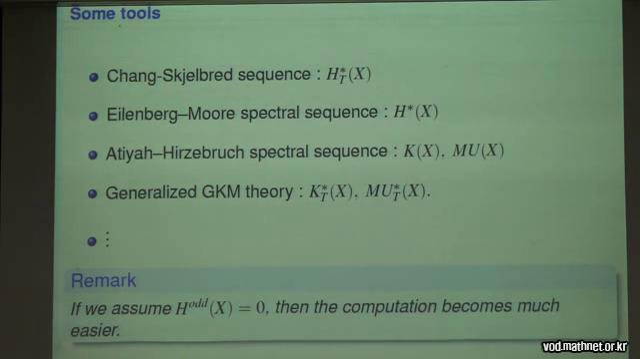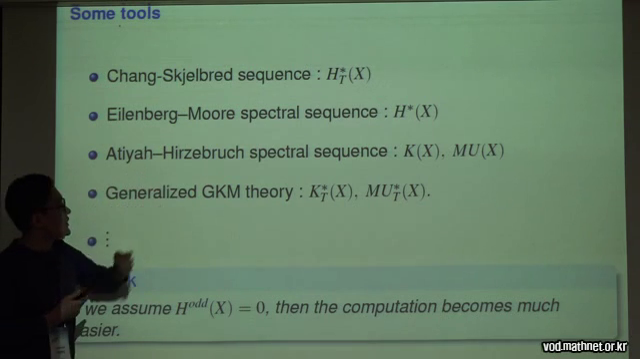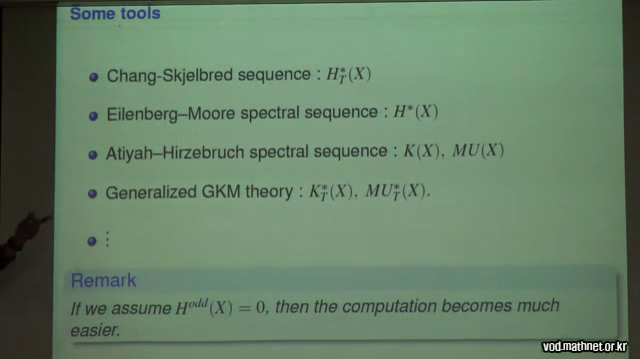For example, the Chang-Skelbred sequence is going to be exact if we can assume this, which gives you some GKM theory. And then the Atiyah-Hirzebruch spectral sequence connects this generalized cohomology theory and singular cohomology at the E2 page. If we can assume this, then it collapses at the E2 page so that every computation becomes much easier.